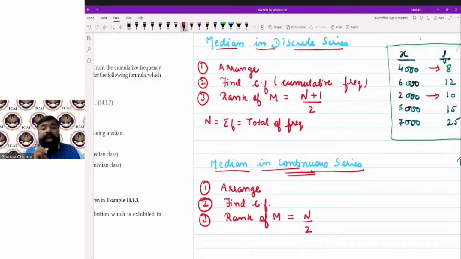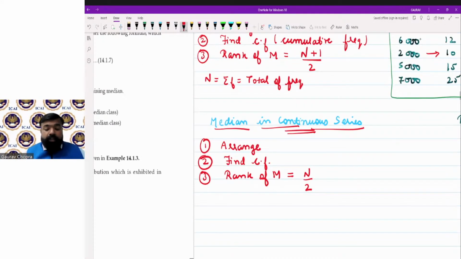Here we don't have to do that. We don't have to add 1 here because in continuous series it is only n by 2. Plus 1 is not written here. The rank will be n upon 2. And then the last point is to use the formula.